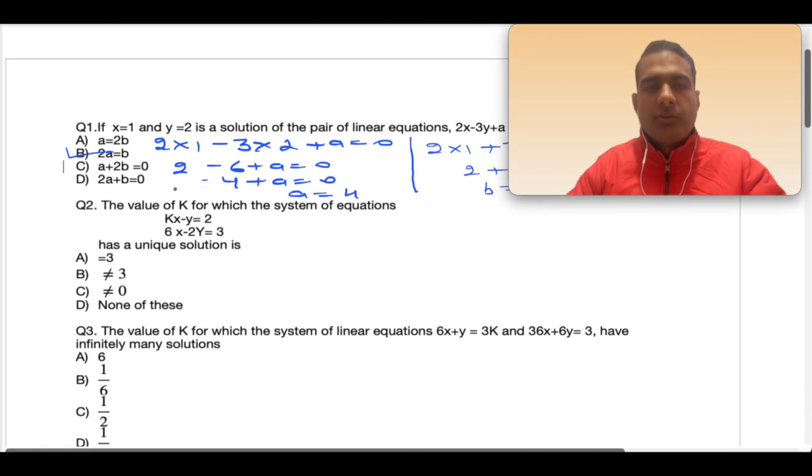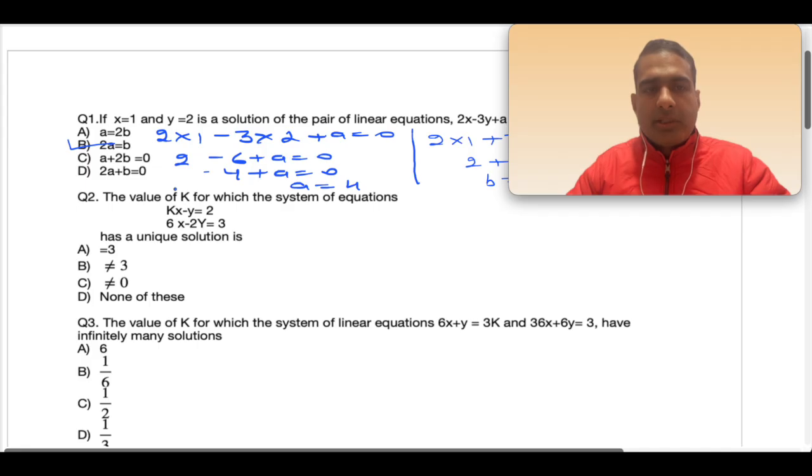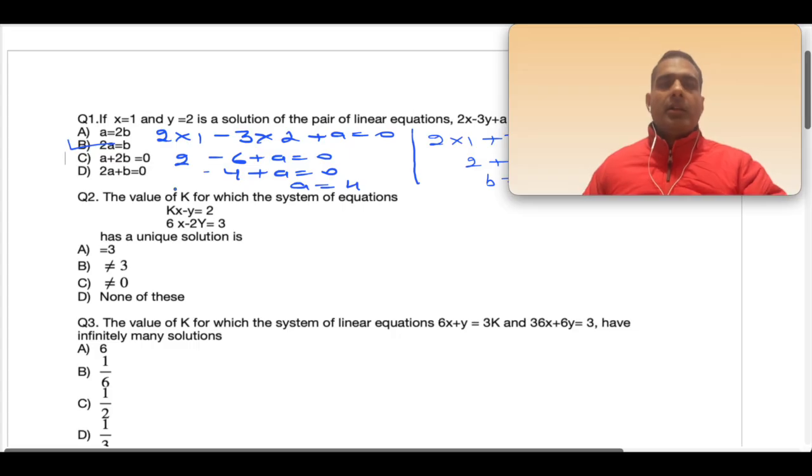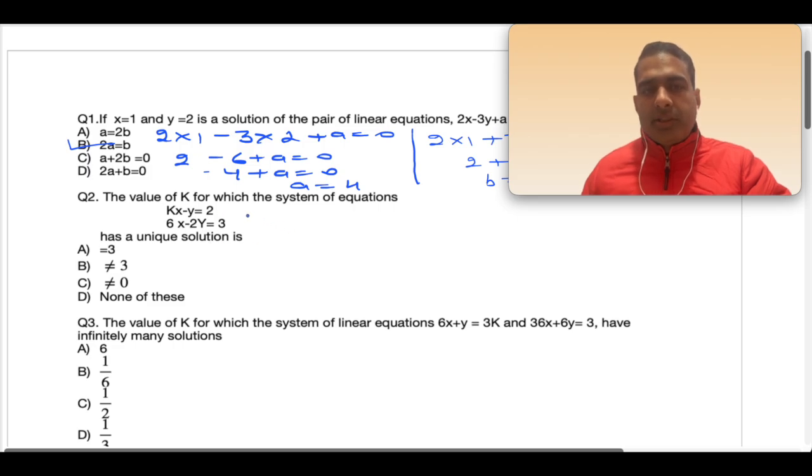Okay, so now moving to the next question. The value of k for which the system of equations has a unique solution. So we have to find out a value of k for which the system of equations has a unique solution. So we know in pair of linear equations, the condition for a unique solution is a1 by a2 is not equal to b1 by b2. Now what are a1 and a2? a1 and a2 are the coefficients of x and b1 and b2 are coefficients of y.